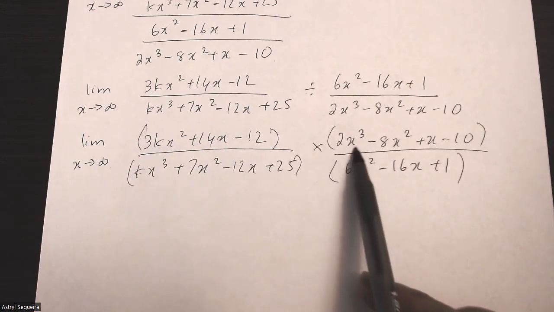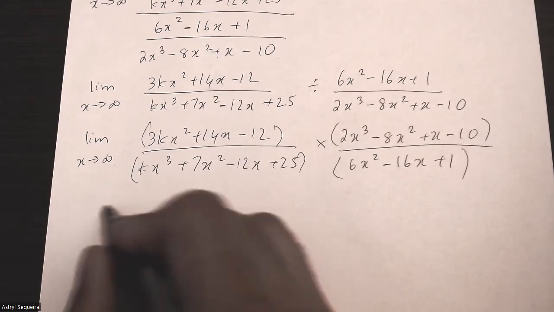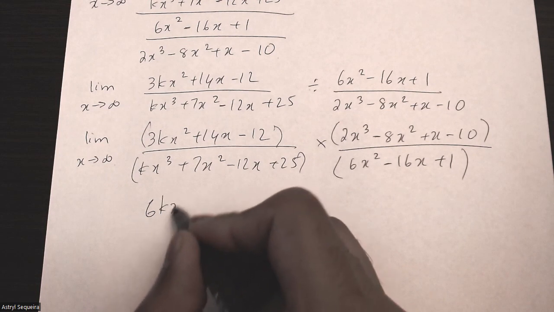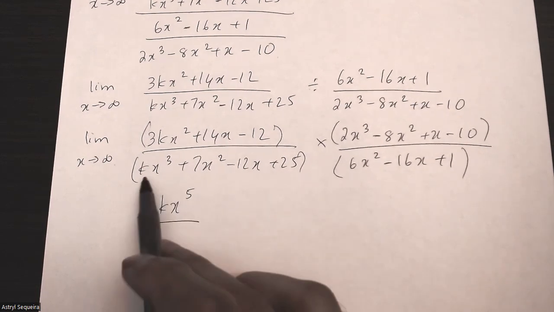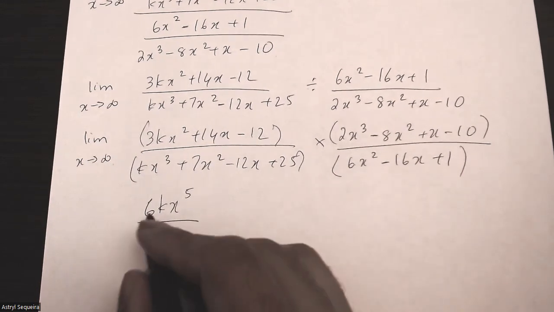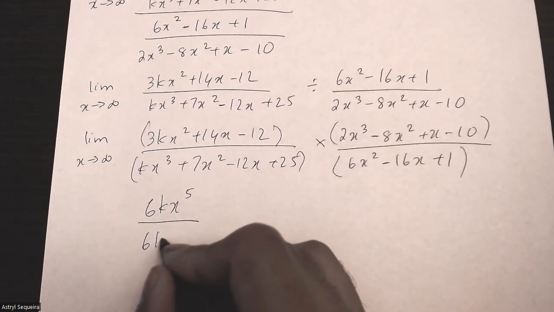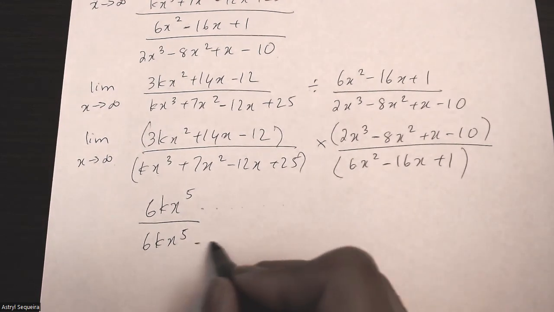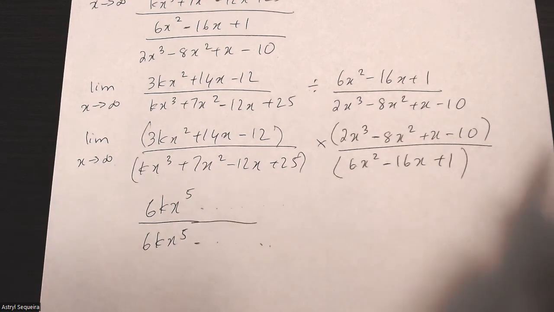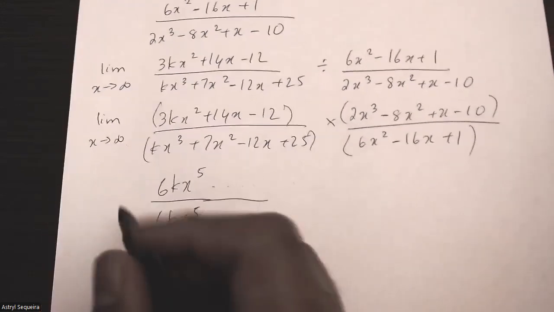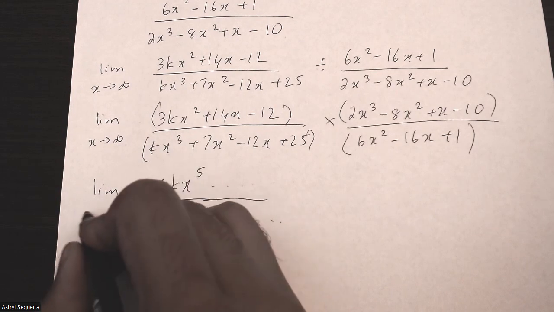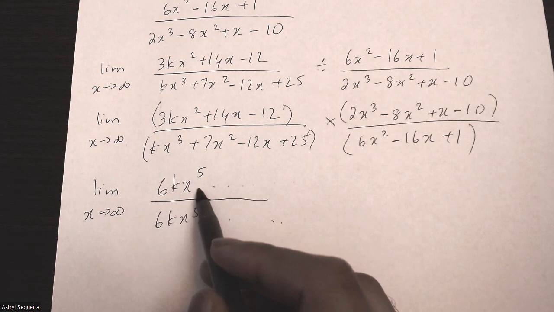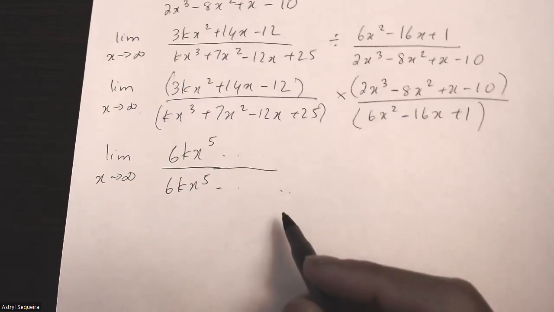3kx squared times 2x cubed is 6kx^5, and on the bottom I have kx cubed times 6x squared, which is 6kx^5 as well. Now there'll obviously be a bunch of other terms here. There's going to be so many terms if we FOIL this out and combine like terms, but like I said, we don't waste the time to do that, because all the rest of the terms are going to become 0 when we divide everything by x to the power of 5.